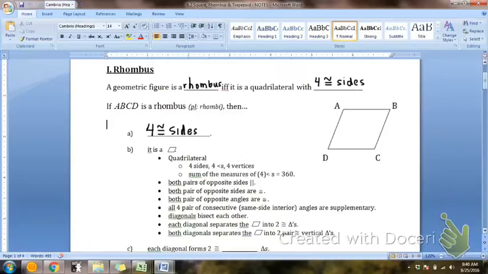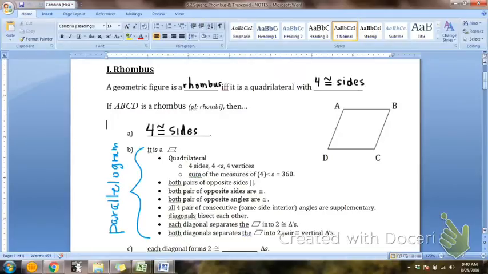Okay? All of these things right here are properties of a parallelogram. So a rhombus has all of the properties of a parallelogram. That means opposite sides are parallel, opposite sides are congruent, opposite angles are congruent, consecutive angles are supplementary, and diagonals bisect each other. So all of these properties are also true for a rhombus.